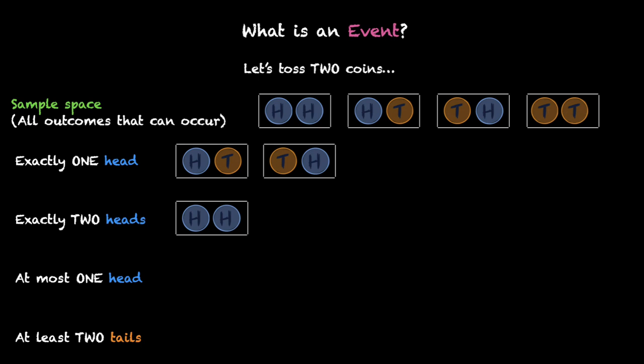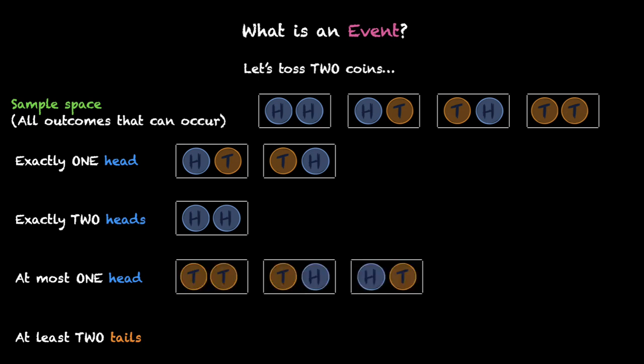And how do we get at most one head? Well, at most one head means maximum number of heads is 1. So either we can have 0 heads, which means both of them as tails, or either one of them as heads and the other one as tails. Now how do we get exactly two tails? Again, there's only one scenario when both of them are tails.